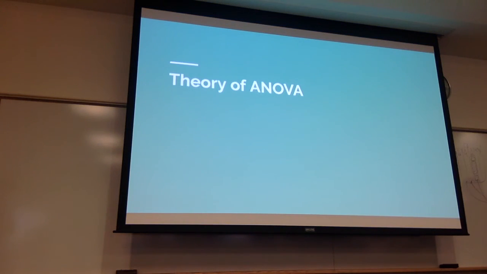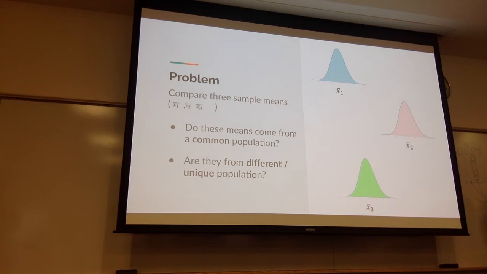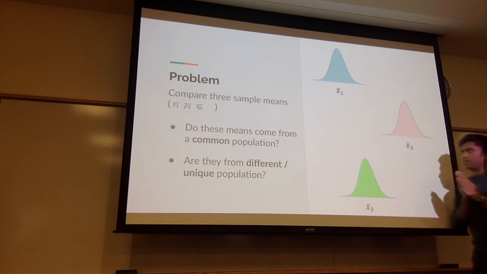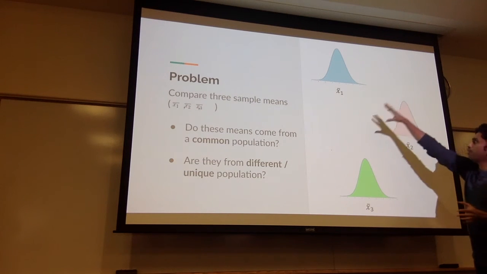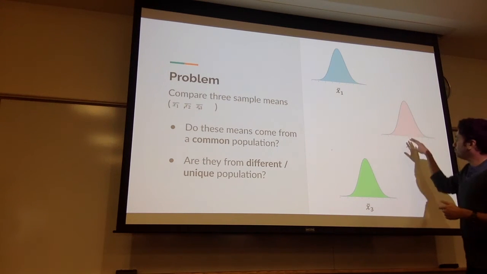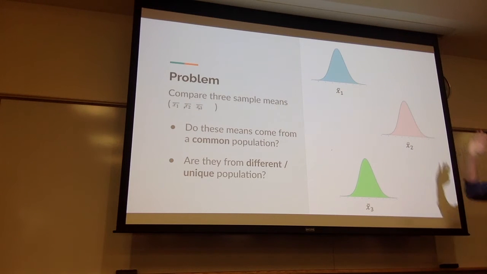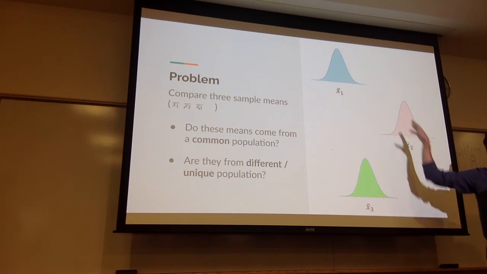Now let's come to ANOVA, since we have understood the basic concepts. In this example, we have three random distributions. We just have three populations, and x1, x2, and x3 are the means of those populations. Now what can we infer from these three populations?